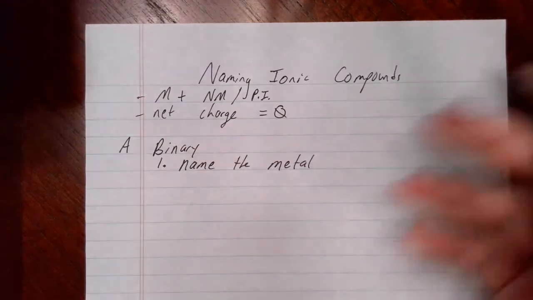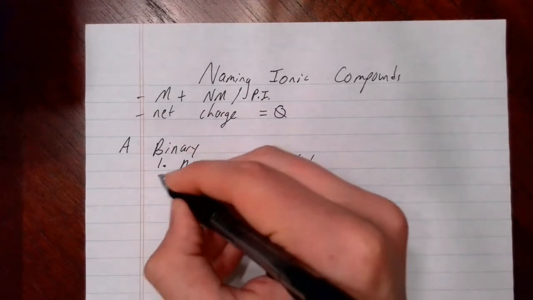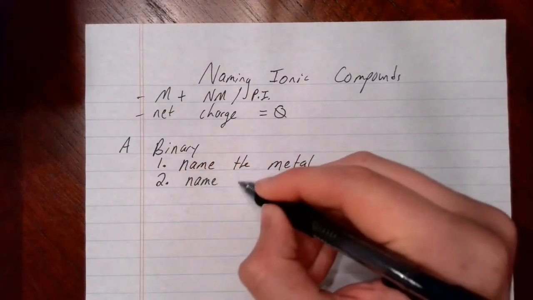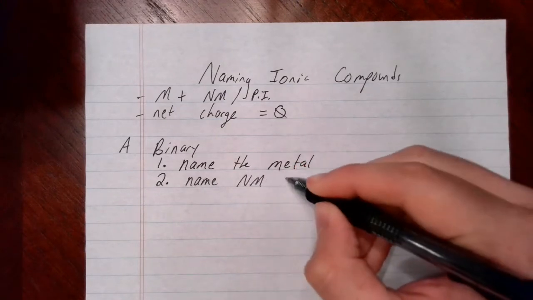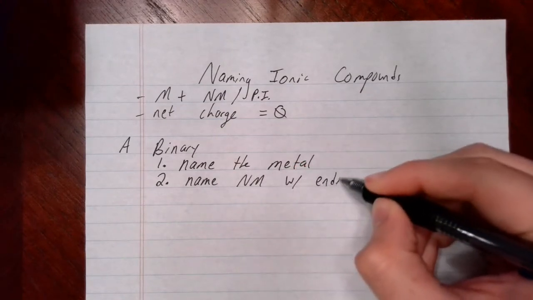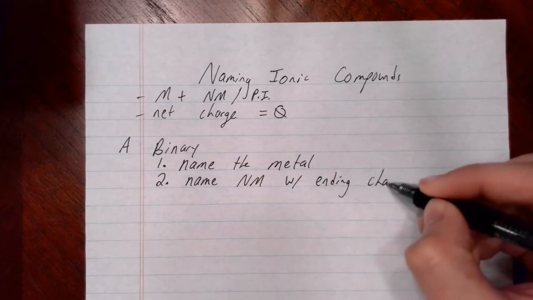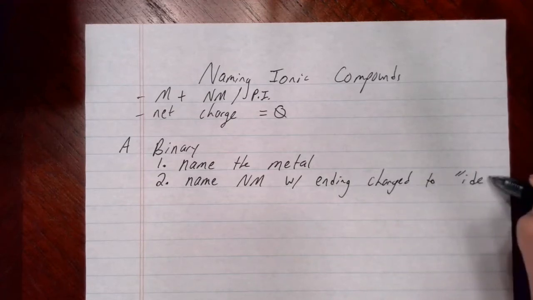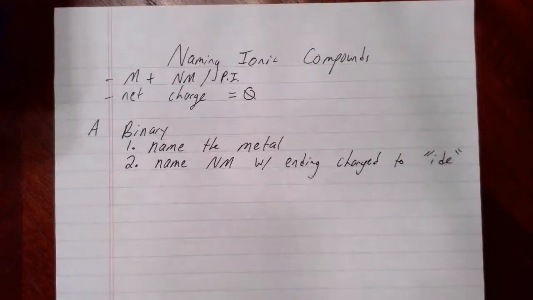So let's write the rules out, then we'll discuss what they mean more. The second rule is name the nonmetal with ending changed to IDE. So those are the 2 rules for naming binary ionic compounds. Let's go ahead and try some of these.